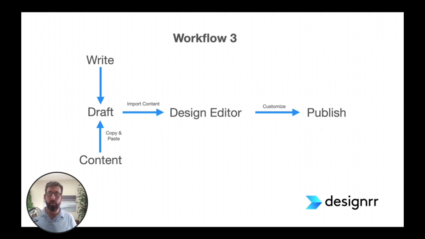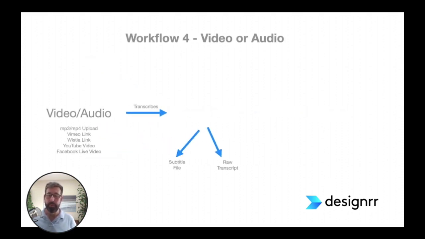So those are the core 3 workflows for editing ebooks. There is actually a 4th, and that's if you're using the transcription tool. So for people on premium plans, we have a video and an audio transcription tool where you can upload MP3s, MP4s, videos from Vimeo, from Wistia, from YouTube, or a Facebook Live video, and will automatically transcribe that for you. And the transcription will turn that into English, where you can then edit it.